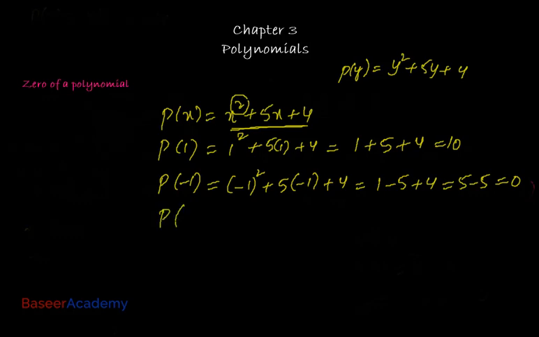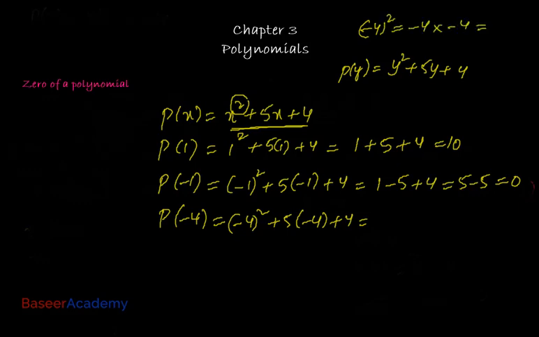Let's say if I substitute x as minus 4, then what happens? In place of x here, I'm going to substitute minus 4. Minus 4 square would be how much? Minus 4 into minus 4. Minus into minus is plus. 4 4s are 16.